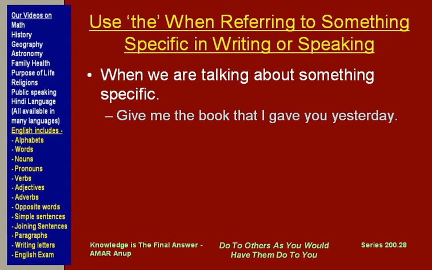For example, give me the book that I gave you yesterday. Now both of us, me and the person that I am talking to, know which book I am talking about. So we use the book. Give me the book that I gave you yesterday. So once we know what is the noun or what is the object we are talking about, both the speaker and the listener or reader, then we use the article the.